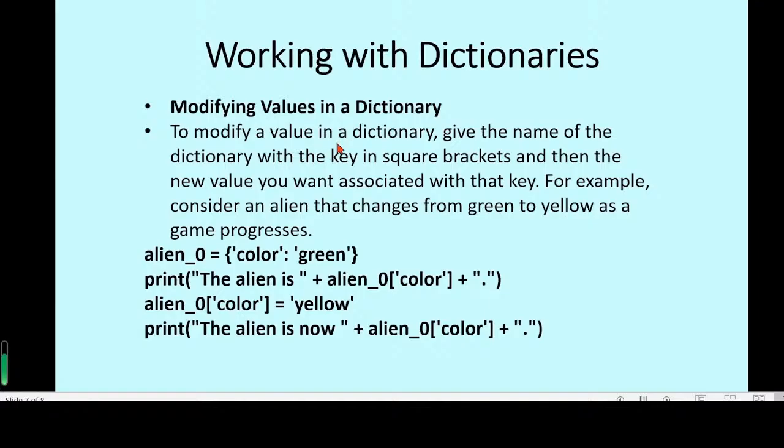To modify a value in a dictionary, give the name of the dictionary with the key in square brackets and then the new value you want associated with that key. For example, consider an alien that changes from green to yellow as the game progresses. So we create a dictionary with only 1 key value pair, color is green. Then we can modify the value of this key color to yellow.